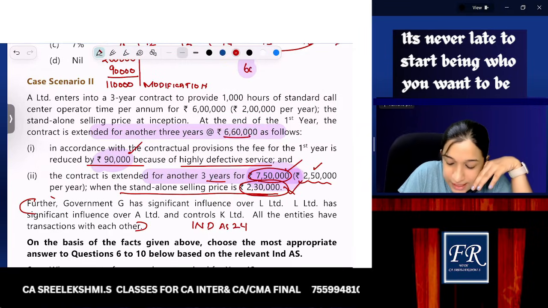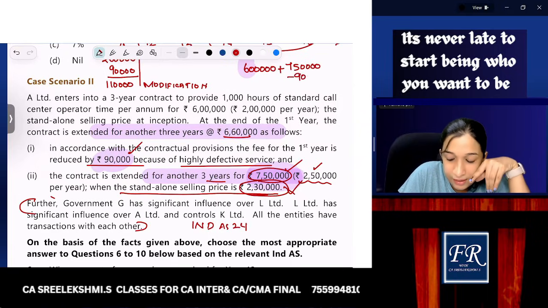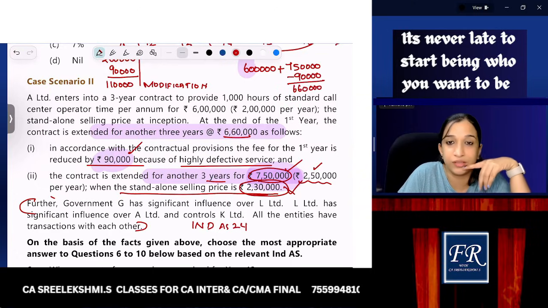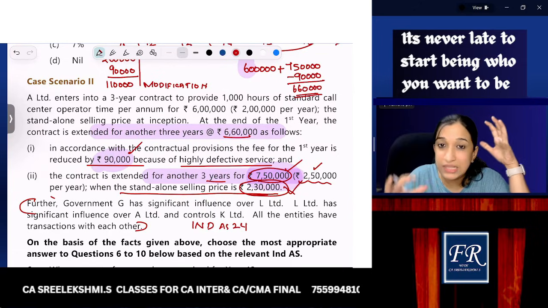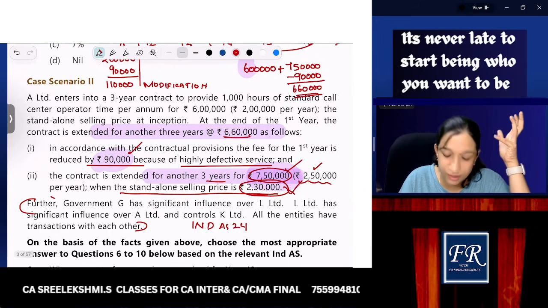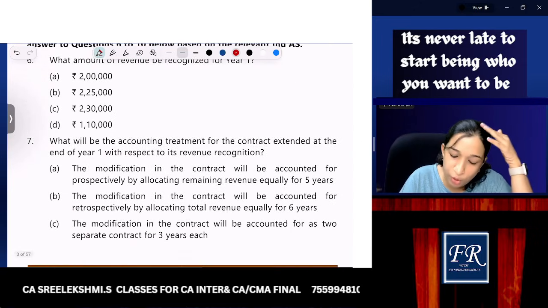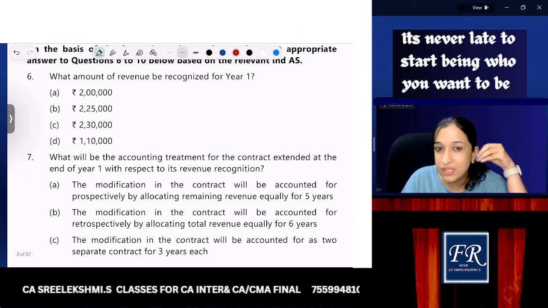So already it was 6 lakhs plus they are adding 7,50,000 minus they are deducting 90,000. So that is why it is 6,60,000. Okay. So this is the scenario. Now what are the questions? What amount to be recognized in year 1? Oh, that is very basic.